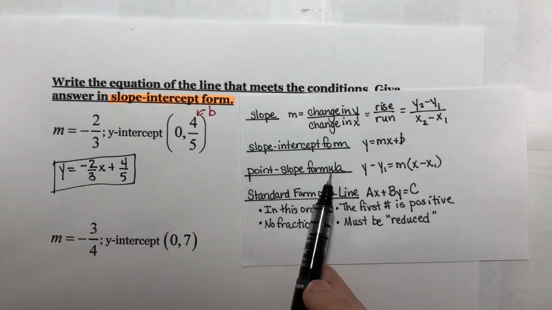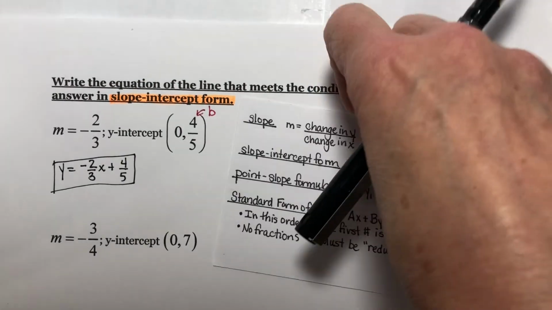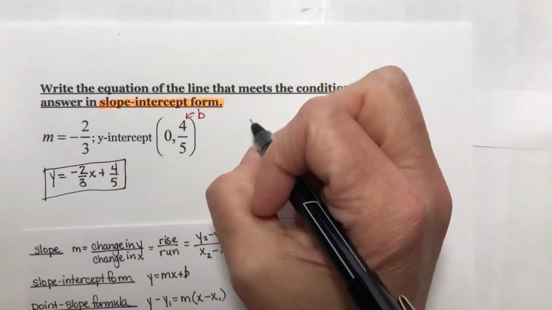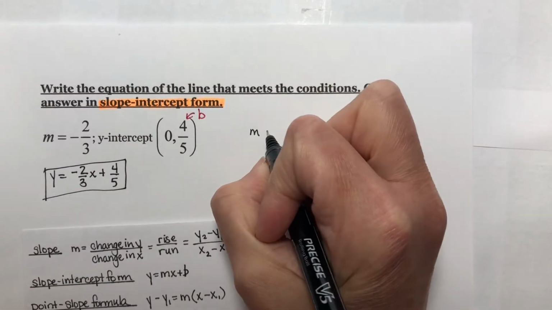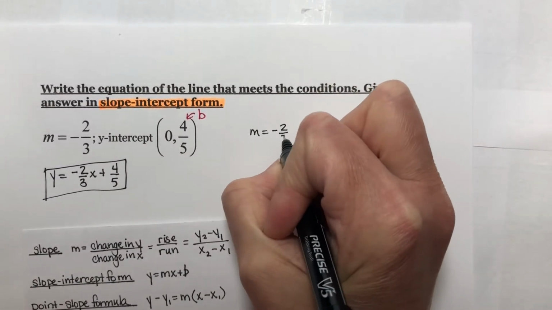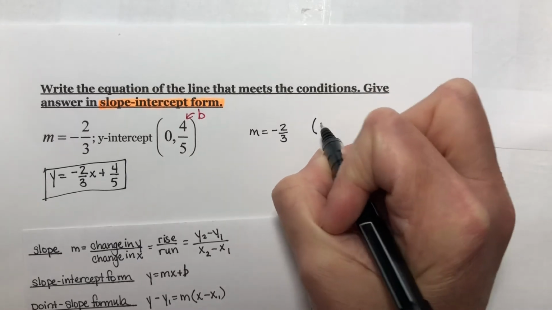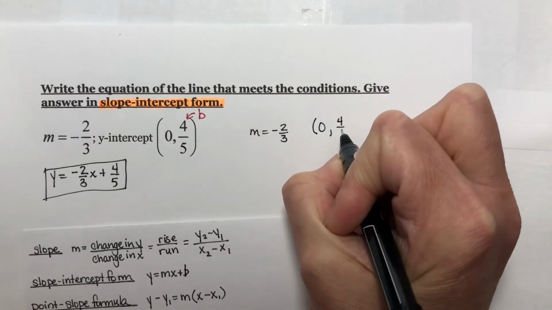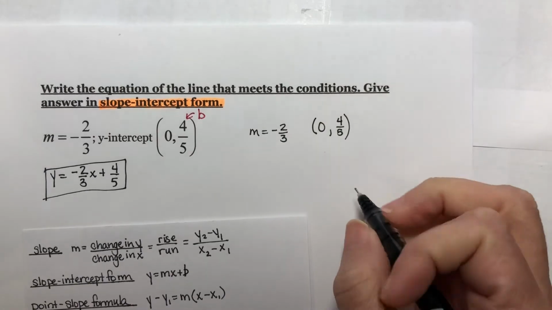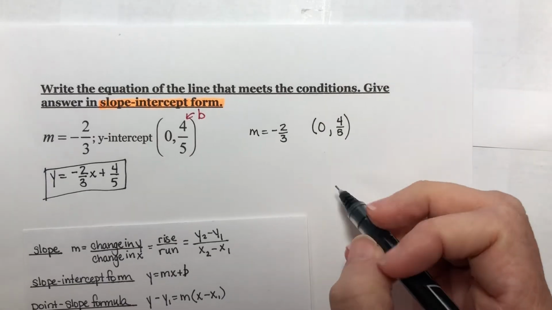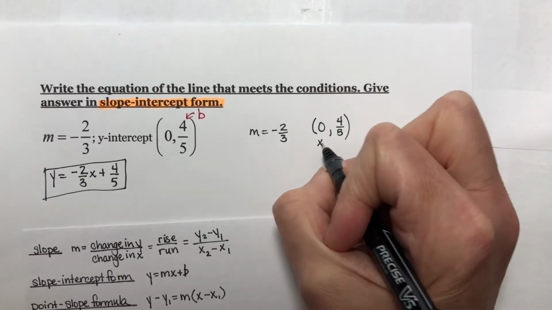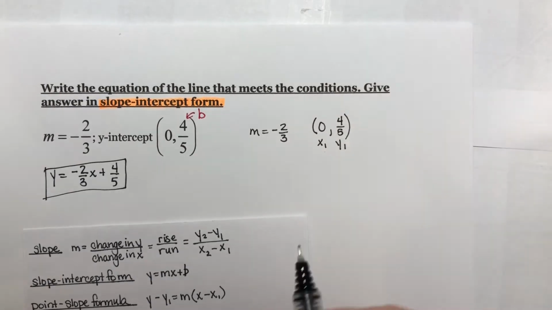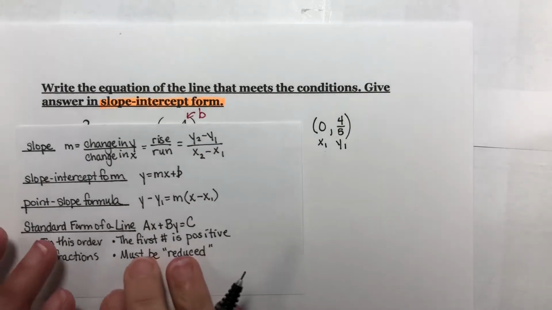So let me work this one using the point slope formula as well. Okay, so in that case, I'm going to rewrite some of this. My m is negative 2/3. The point I am given is (0, 4/5). So this is what you would do if you did not recognize that this happens to be your y-intercept. This would be my x1, this is my y1. Okay, so let's plug into the formula.